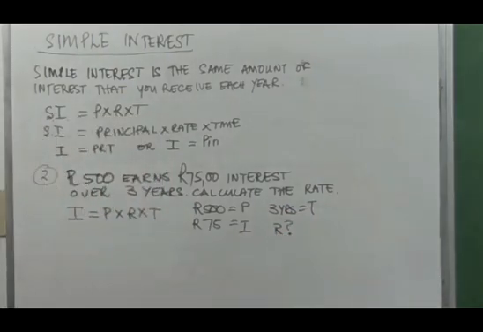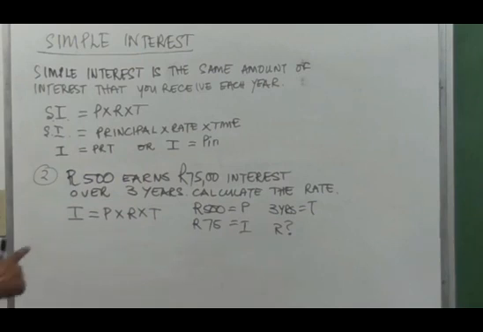So we know the principal is 500. We know the interest is 75. We know the time is 3 years. We are trying to find the rate. So all you do is start substituting in this. Now when you're doing simple interest, you must know equations. If you don't know equations, you'll be in trouble.